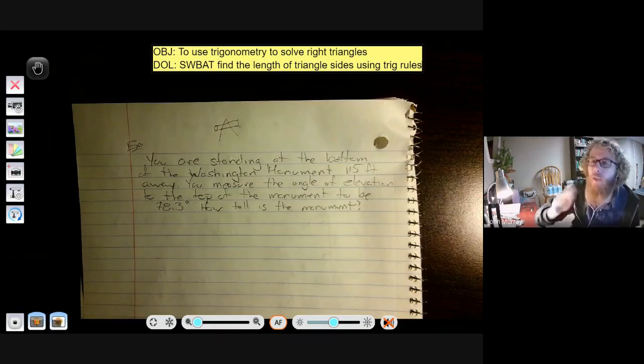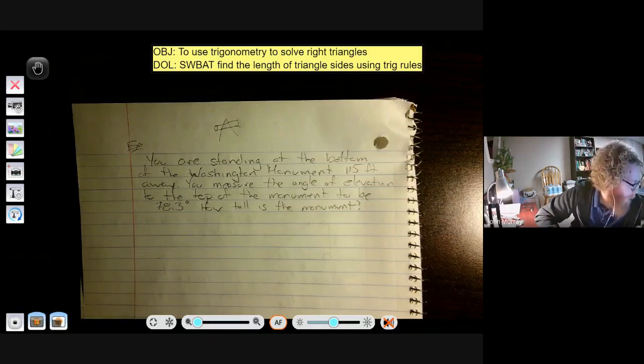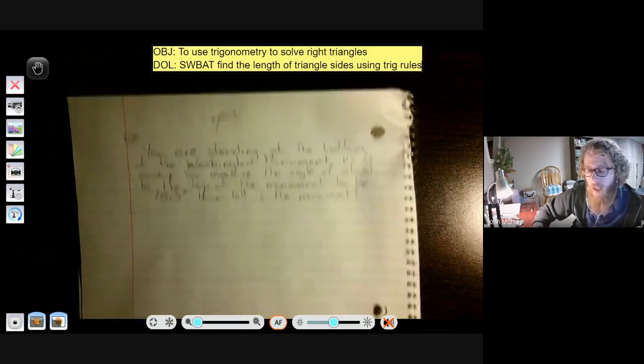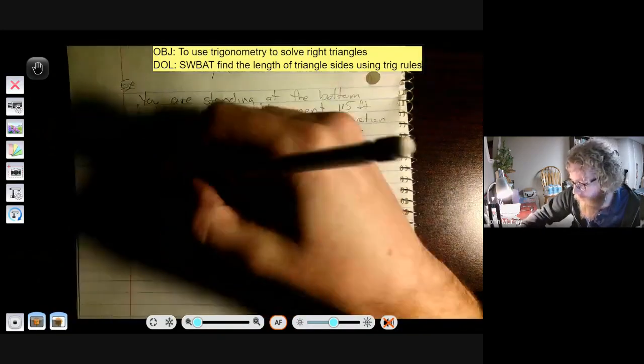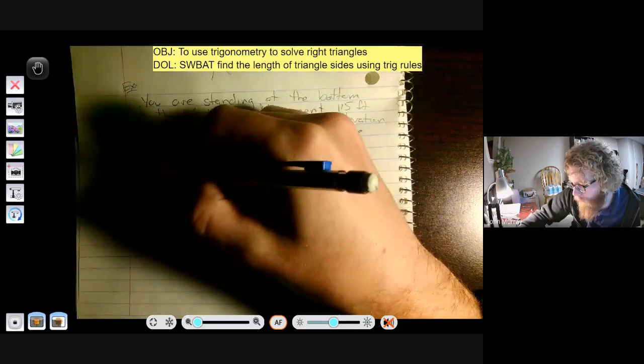So you have one of those on you, and you measure the angle of elevation to the top of the monument to be 78.3 degrees. So with this information, we can calculate how tall the monument is. All right, so anytime we're given a word problem like this, especially with triangles, I would highly recommend to draw it out. Obviously, it doesn't have to be perfect. This isn't art class.